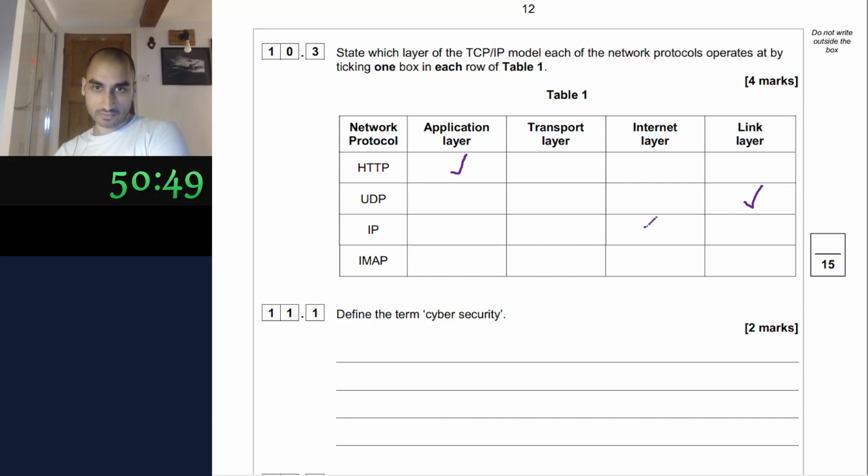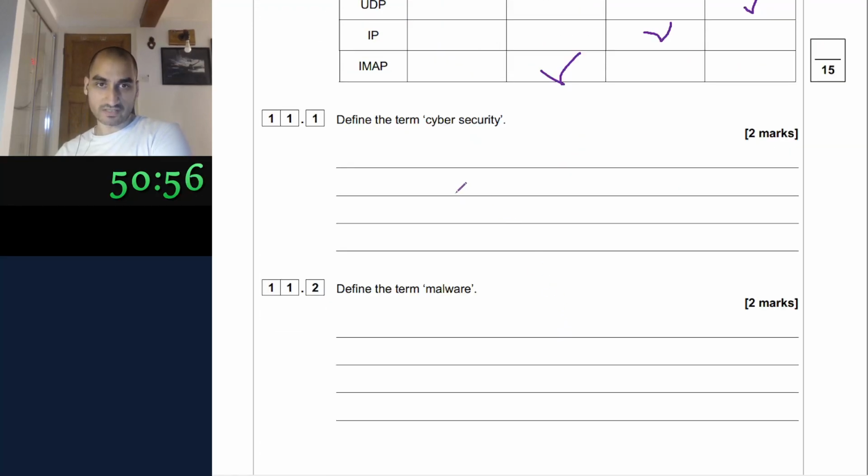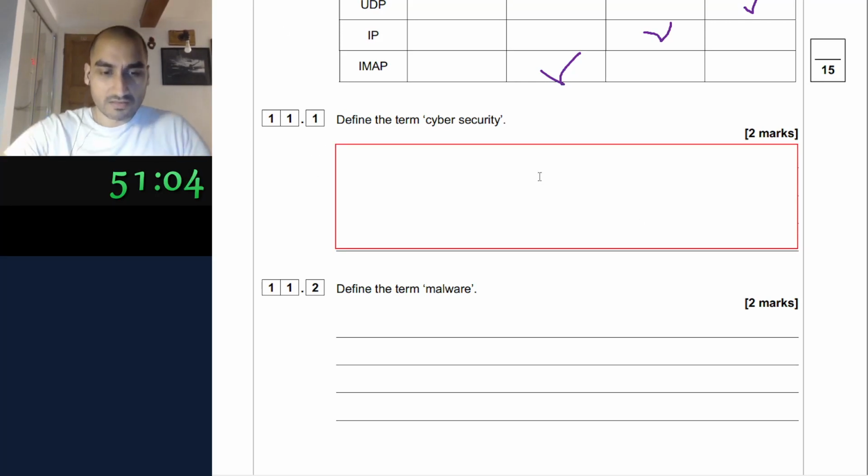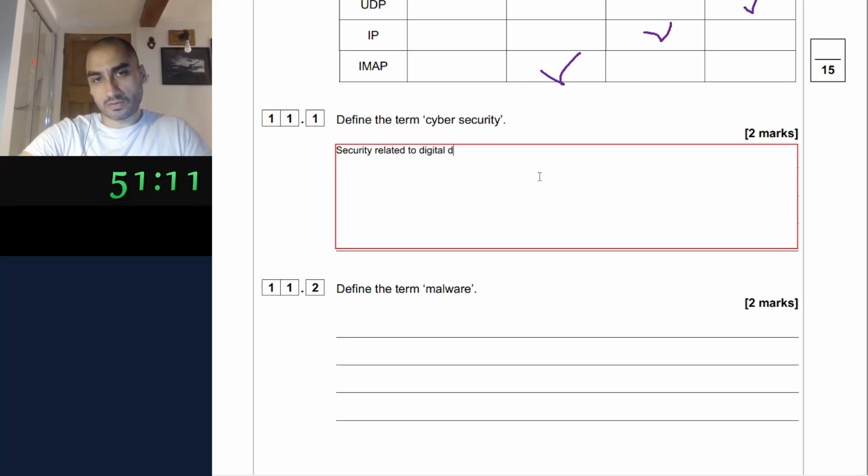Okay, I don't know. I'm going with these. These feel like they might be half right. Hopefully get at least 2 marks. Okay, define the term cybersecurity. Is that even a technical term? Security related to digital devices and networks. Yeah. 2 marks? Come on.